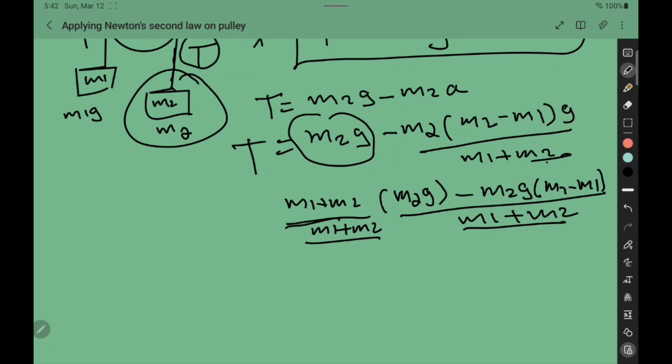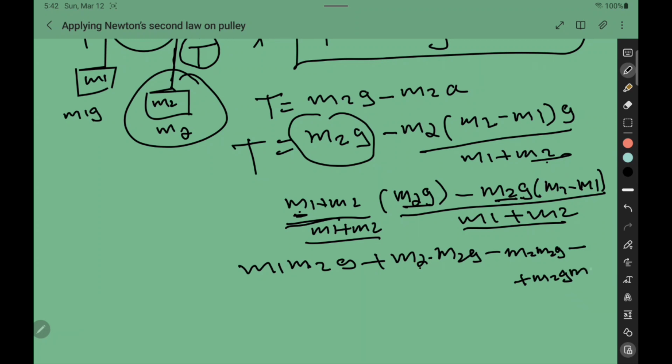So when you distribute this, mass 1 times mass 2 times gravity, so mass 1 mass 2 gravity, when you multiply this by that, so plus mass 2 times mass 2 times gravity, when you distribute this you can say mass 2 squared. Again here we have mass 2 squared times gravity, so minus, and the minus becomes plus mass 2 gravity times mass 1.